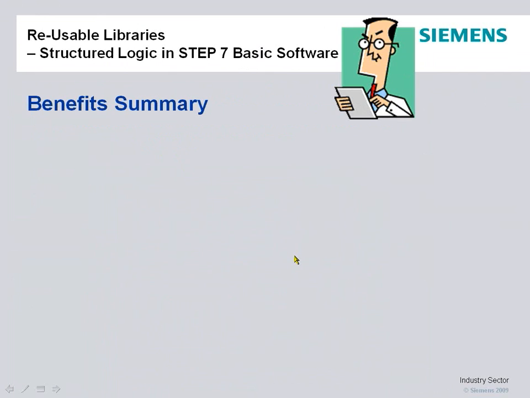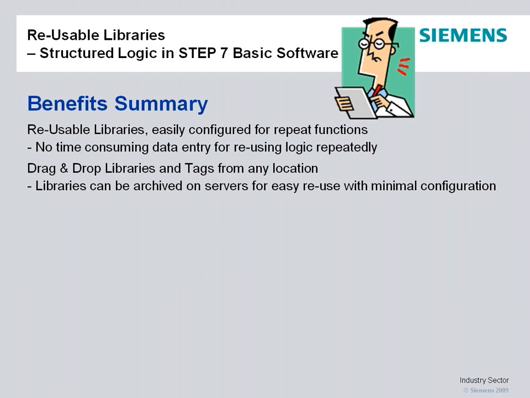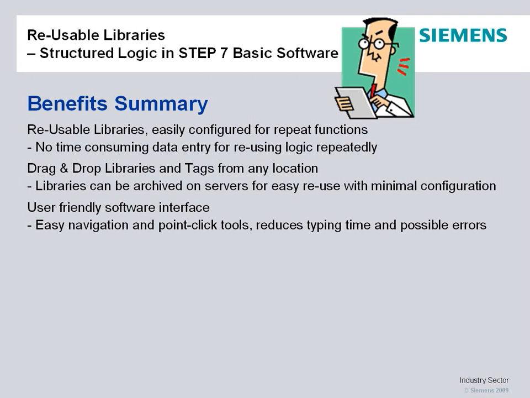The benefits of using the reusable libraries and the structured logic of the Step 7 basic software are that reusable libraries are easily configured for repeat function. No time-consuming data entry or typing, or reusing logic by cutting and pasting repeatedly. Drag and drop of libraries and tags from any location. These can be stored and archived as intellectual property for reuse in common repeat automation systems. User-friendly software, easy navigation, you see how everything was point-click, fill-in-the-blank, which reduces typing time and the possibility of errors.